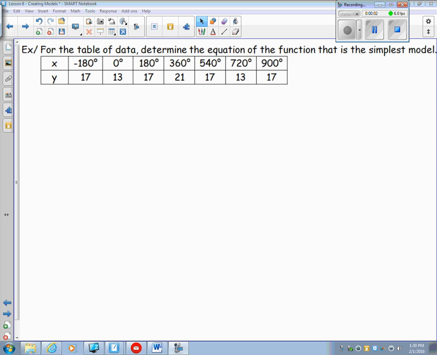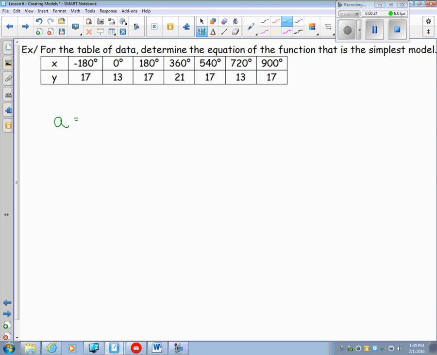Okay, so let's take a look at another way we can get some information. We're given a table of data here, and they want us to determine the equation of the function with the simplest model. So based on that, they're trying to give us a hint that maybe we should use a cos curve and find the first phase shift, as opposed to one way down the road. Okay, so let's start off the same things we did before.